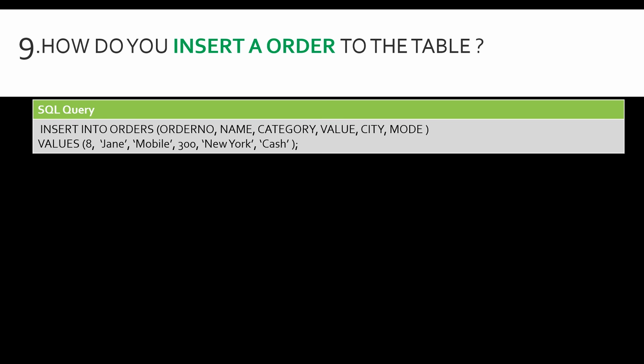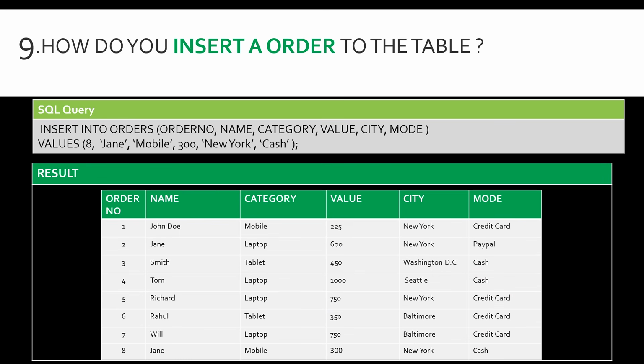Once the query is executed, the result would look like this. The table would have an additional row, which is the last row, for order number 8, and all the parameters which we have supplied as values will be added to that particular row of the table.